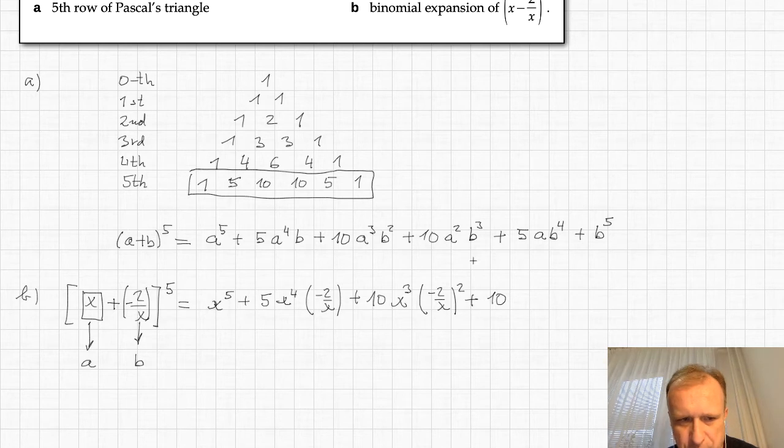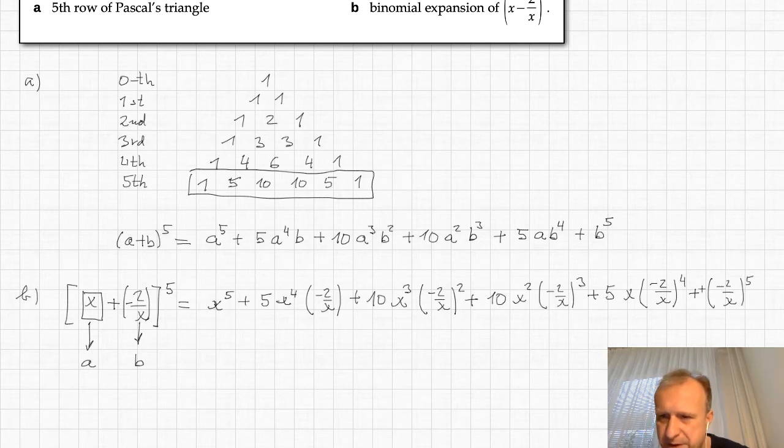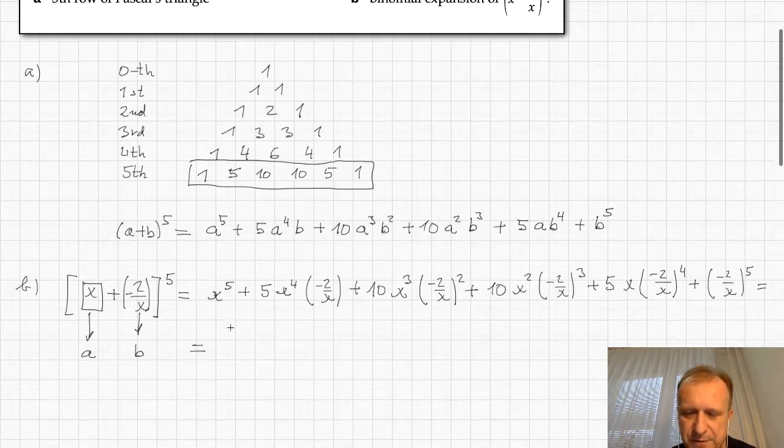plus 10 times a to the power of 2, so it's x to the power of 2, times b to the power of 3, which is minus 2 over x to the power of 3, plus 5 times a, which is just x, times b to the power of 4, so it's minus 2 over x to the power of 4, and finally plus negative 2 over x to the power of 5, because that's b to the power of 5. This equals, and I can now try to simplify.